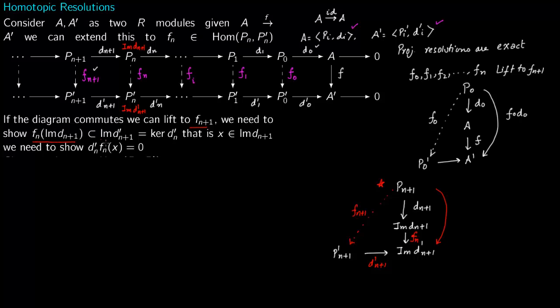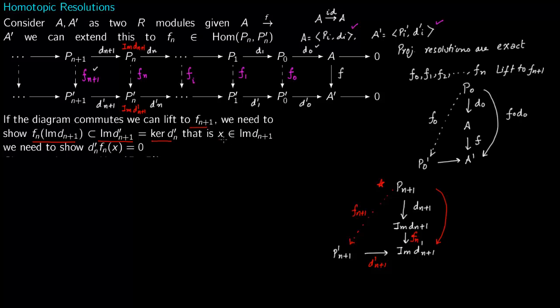fn acting on the image of dn plus 1 lies in the image of d prime n plus 1. Now the projective resolution is exact, so the image is equal to the kernel. So the image of d prime n plus 1 is equal to the kernel of d prime n. This is because the projective resolution is exact. So if x lies in the image of dn plus 1, then we have to show that fn of x has to lie in the kernel of d prime n. That is, if x lies in the image of dn plus 1, then fn of x lies in the image of d prime n plus 1, which is equal to the kernel of d prime n.